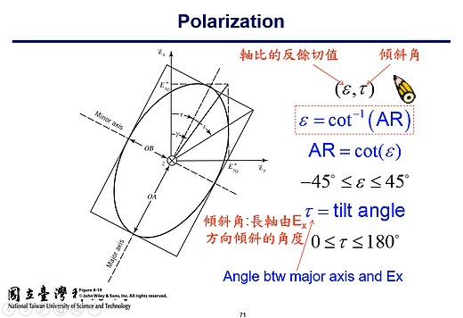Tau is the slant, the tilt angle. And tau can be in the range between 0 to 180 degrees. It is actually the angle between the major axis and the EX. So for this ellipse, the major axis is pointing this way. The angle between major axis and the EX is tau angle. And epsilon is between minus 45 degree to 45 degree.